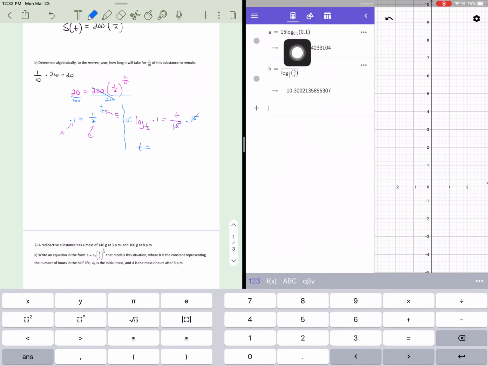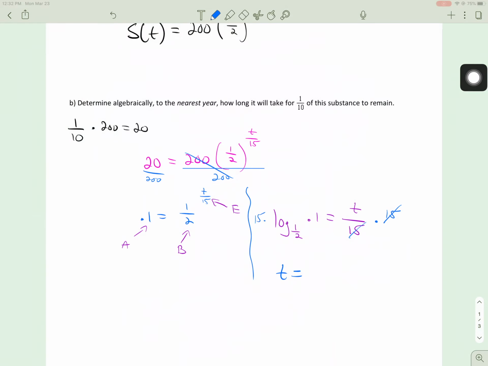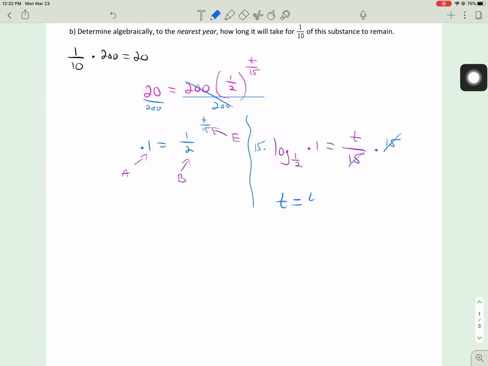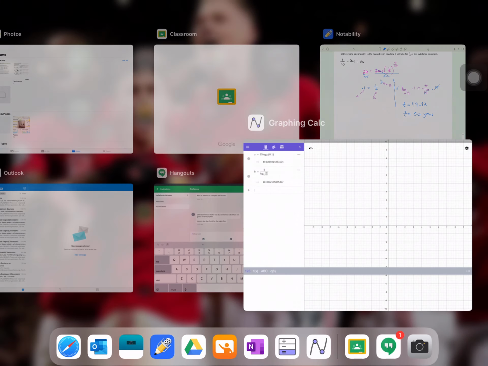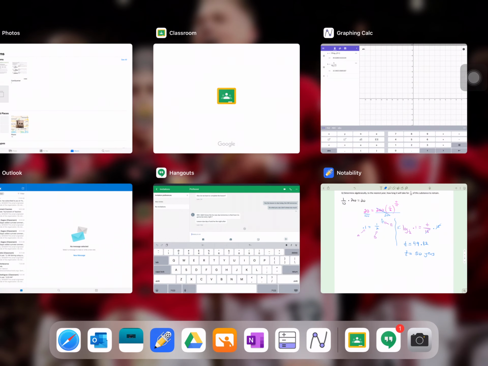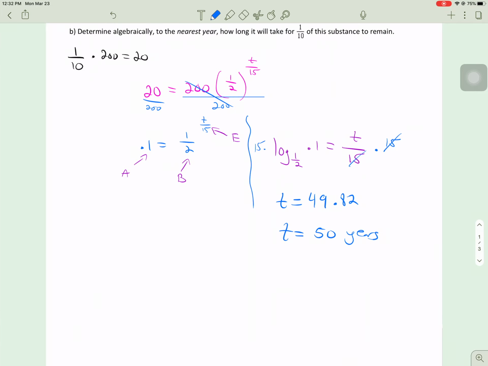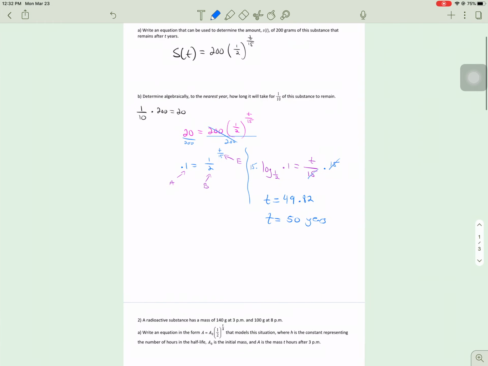15 times log base 0.5 of 0.1, 49.82. So it says to the nearest year, 49.82, 50 years. Just double check that number. Yep, 49.82, which is 50 years. Good. All right, number 2.